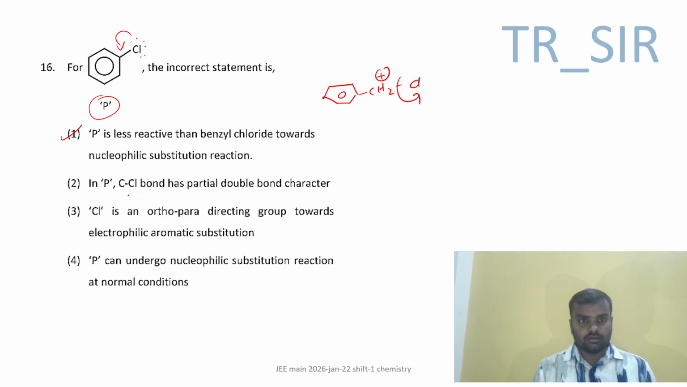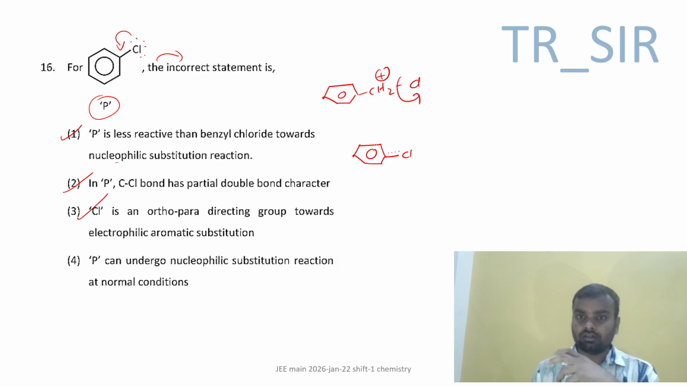In P, the carbon to chlorine bond has double bond character, no? Yes, if you see its structure, a partial double bond character will be there because of lone pair donation. So this is correct. Chlorine is ortho-para directing towards an electrophilic aromatic substitution reaction. That is also correct because of the lone pair. It is deactivating the benzene ring, but allows the electrophile at the ortho-para position. C is correct.